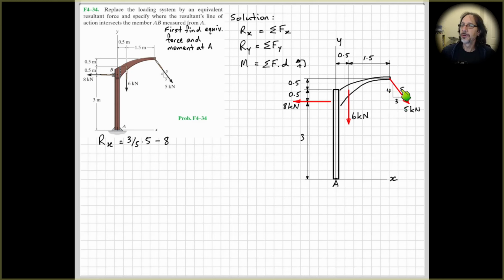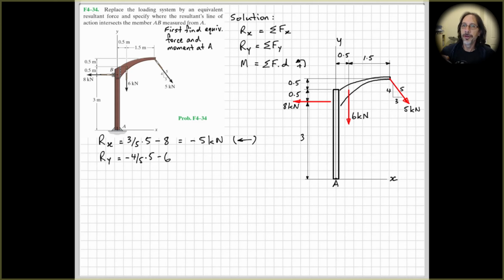All right, so looking at the forces in the x direction, we have the force at an angle here, that's at an angle given by the 3-4-5 ratio triangle. So if we want the horizontal component, that's going to be 3/5 times 5, so that's going to be 3, and then we've got our 8 kilonewton force applied over here. So 3 minus 8, that's going to give us minus 5 kilonewtons for Rx. And the negative sign indicates that it's going to the left.